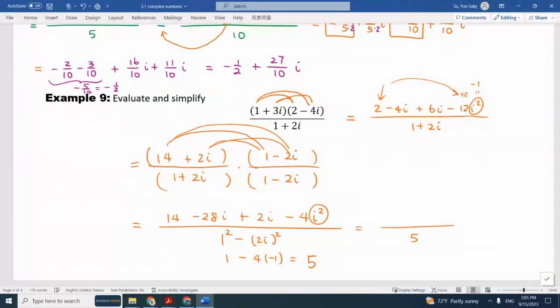Olivia, how about the upstairs? i squared is -1. So what do you get? Combine the constant term, you get 14, but then it becomes +4, right? 18. How many i? Yes. Are we done? Split them, right. So 26/5i. Okay, good. And then let's continue next class.